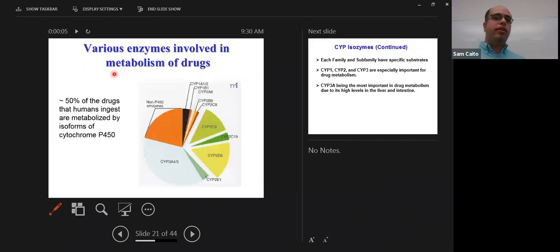So when we look at all these different types of CYP enzymes, around 50% of drugs that humans ingest are metabolized by some isoform of cytochrome P450, the majority being in the family of 3A4 or 3A5. Another one that's very common is CYP2D6 and CYP2C9. All of these other ones act on just a very small fraction of the drugs that we take, and then there's almost about a fifth of drugs that aren't acted upon by these cytochrome P450s, but by other phase 1 enzymes.